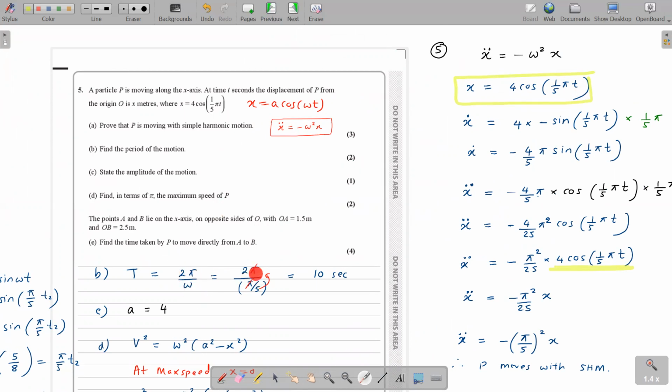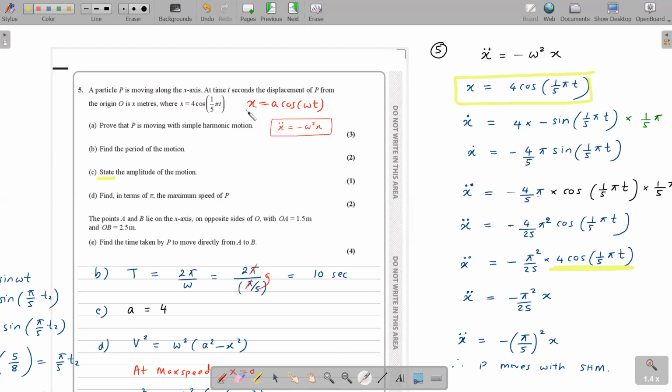2 pi over omega. So 2 pi and omega, you've identified from part A. Because in part A, you got omega square is pi square over 25, which means omega is pi over 5. Can you see? And you replace that, and you get the period of the motion as 10 seconds. Okay. And then part C: state the amplitude of the motion. You can see it's just 1 mark, and it's state, not derive, not find, right? So it's just a state.